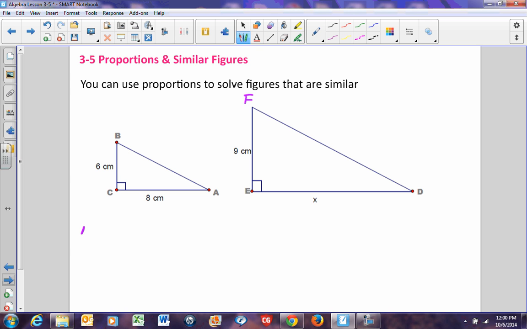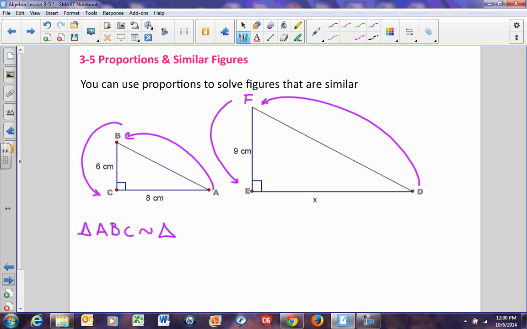And I'm going to tell you right now, triangle A, B, C is similar to triangle, and you have to keep these in the right order. I went from A to B, and then B to C. So I'm going to have to go D to F, and then F to E. So that would be triangle D, F, E. So those are my similar triangles, which means my corresponding sides must be in proportion. So if they're similar, that means this side here should be in proportion to that side there.